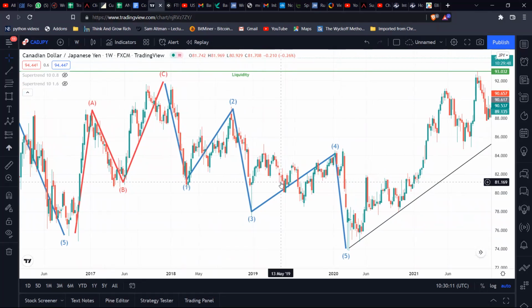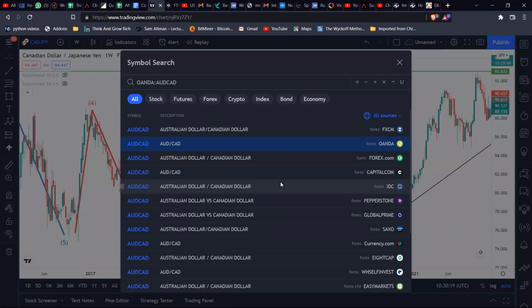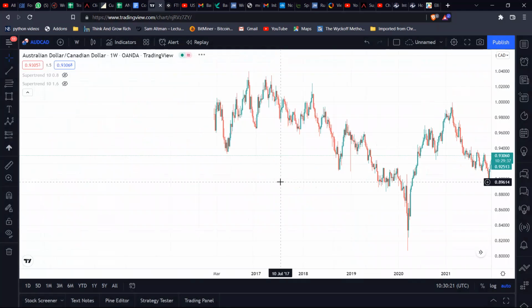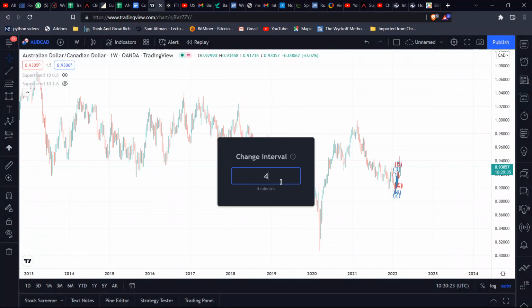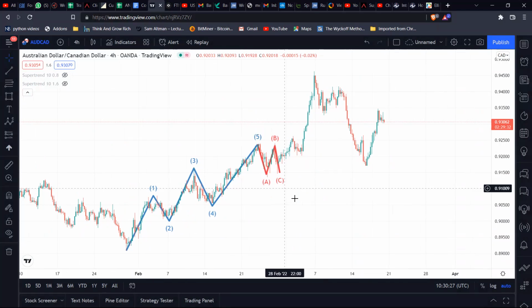Now, let's look at another example, which in this case, let's just look at the AUD/CAD. So I think that was only 4-hour charts. Now, this is an example of where the market completed the Elliott Wave 1, 2, 3, 4, 5, completed the ABC, and then did not complete the next one.